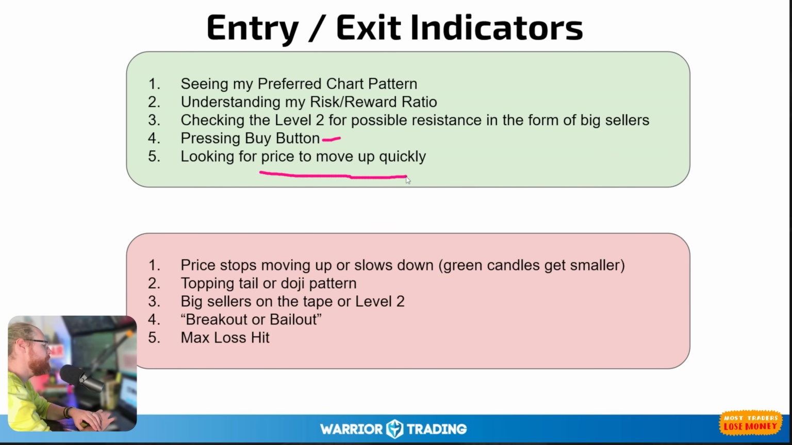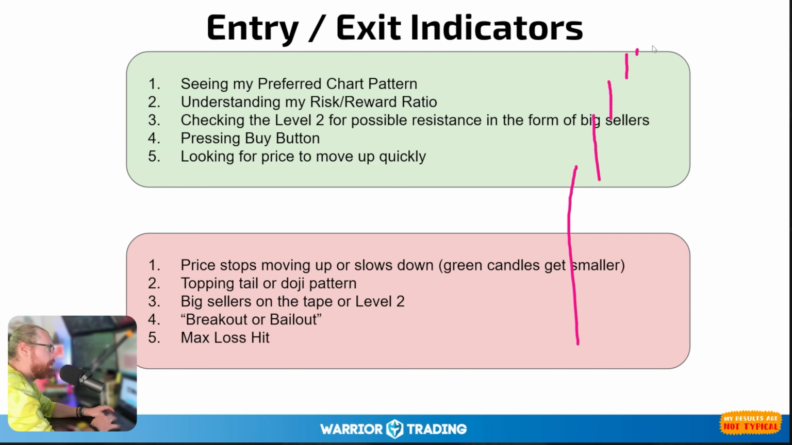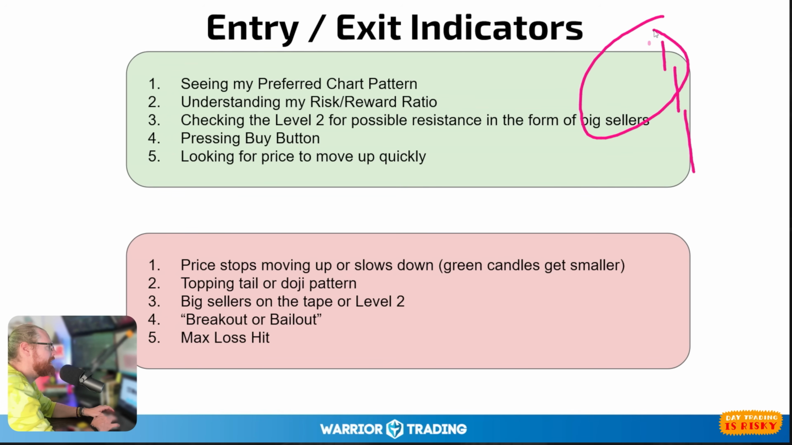If the price does not move up quickly, I timed my entry wrong. It's as simple as that. My exit indicator is if the price stops moving up or slows down, green candles get smaller. So as the price is moving up and green candles are getting smaller and smaller, usually that means they're going to come back down, right? The fact that they're getting smaller shows the trend is getting exhausted.